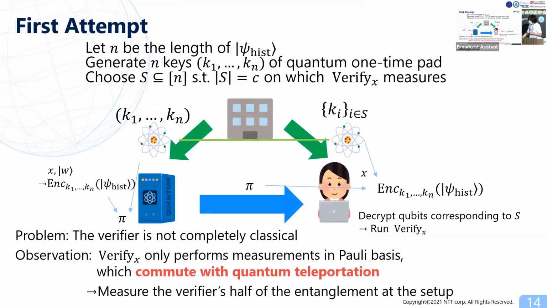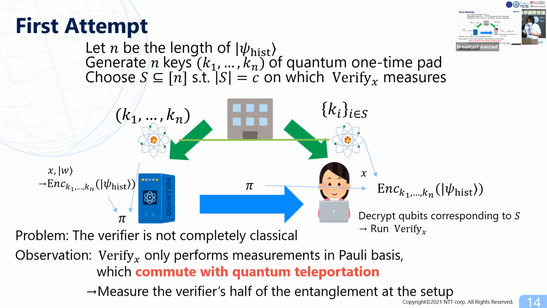So the result looks like this. By using quantum teleportation, now the communication between the prover and verifier becomes classical. On the other hand, for using quantum teleportation, we have to assume that the prover and verifier share some entangled state. So this means that the verifier has to keep some quantum state to run this verification protocol. This means that the verifier is still not completely classical.